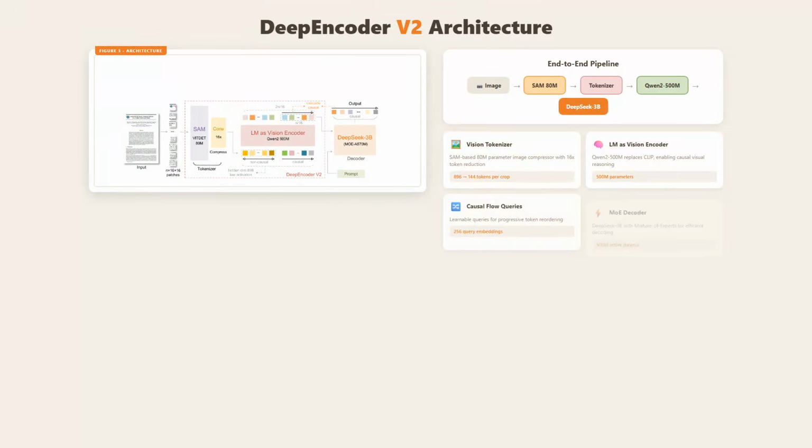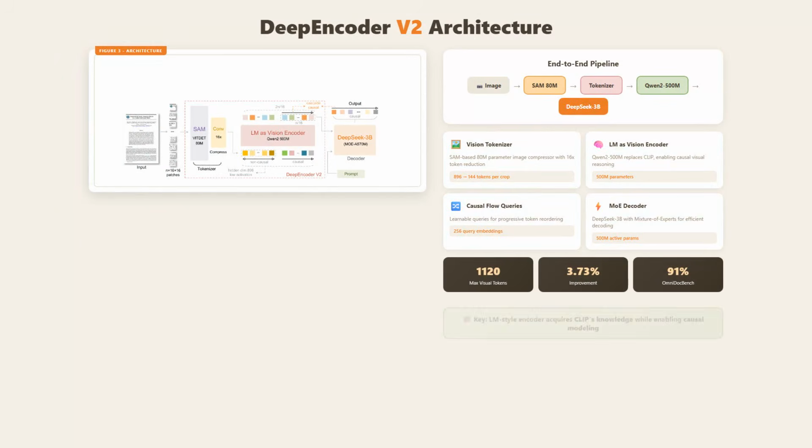The architecture is called DeepEncoder V2, and it follows an end-to-end pipeline. First, images go through a vision tokenizer based on SAM, the Segment Anything model. This is an 80 million parameter component that compresses visual information efficiently. Then comes something unusual. Instead of using a traditional vision encoder like CLIP, they use a language model, specifically Qwen2 with 500 million parameters.